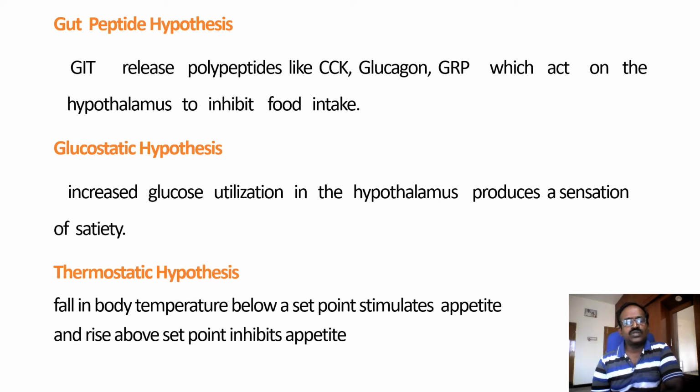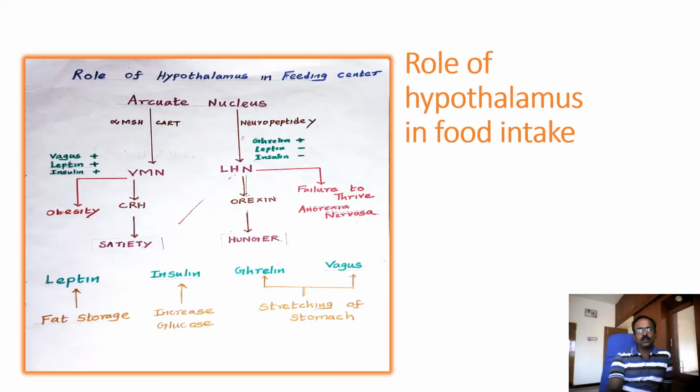Next, the thermostatic hypothesis. A fall in body temperature below the set point stimulates the appetite. In a cool climate, we eat more food. A fall in body temperature below the set point stimulates the appetite, and a rise above the set point inhibits the appetite. So in a hot environment, we mostly eat less food.